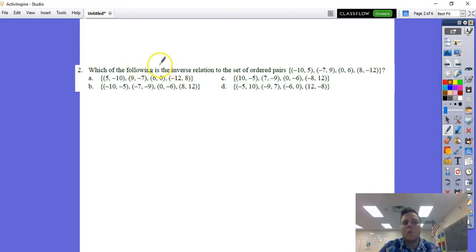Which of the following is the inverse relation to the set of ordered pairs? And it gives you all these ordered pairs. Remember, what is an inverse at the end of the day? It's just a reflection across the line y equals x. So really that means all you're doing is switching x and y.